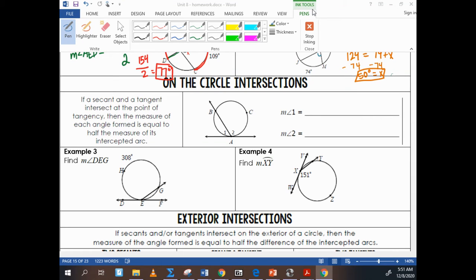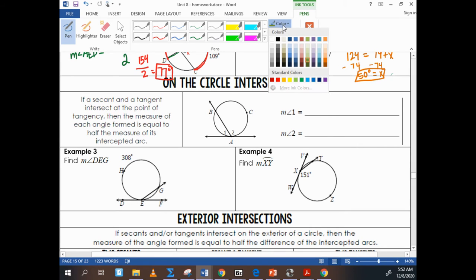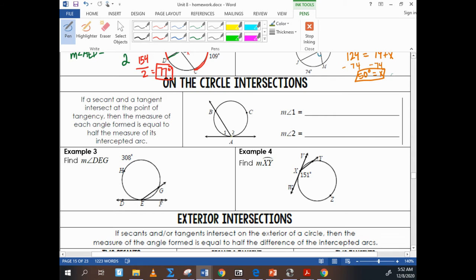All right, so these types of angles are also on the circle intersections. Basically, we've done some on-the-circle angles before. If you'll remember, we had inscribed angles, and the only difference is those inscribed angles, both of the sides of the angle were what we call chords or secants. But right here, notice that I have a tangent line as one of the sides of my angle.